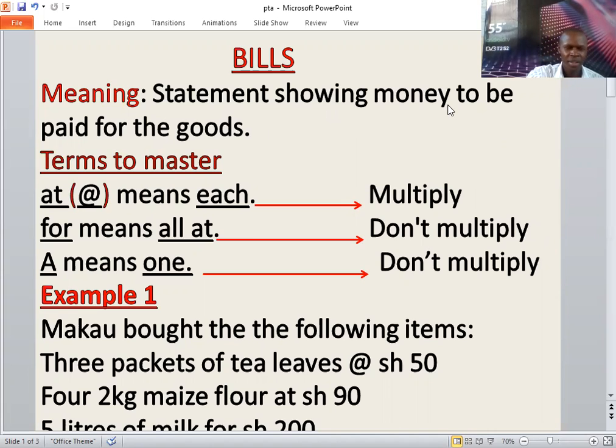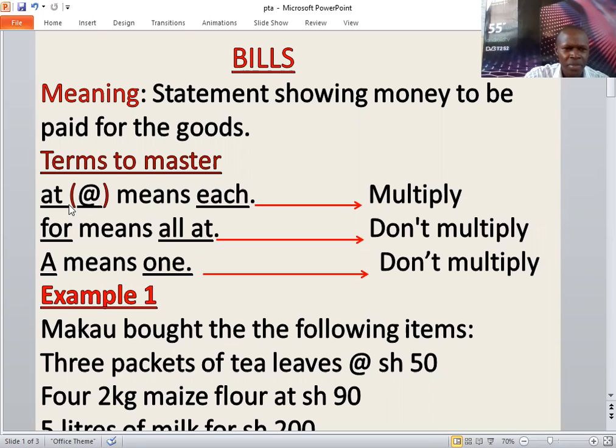Very good. Now, in classwork, there are some areas that we need to understand when you are dealing with this statement that is showing money to be paid for the goods or the items. These are the key terms that you are supposed to master. You are supposed to understand. You are supposed to know.